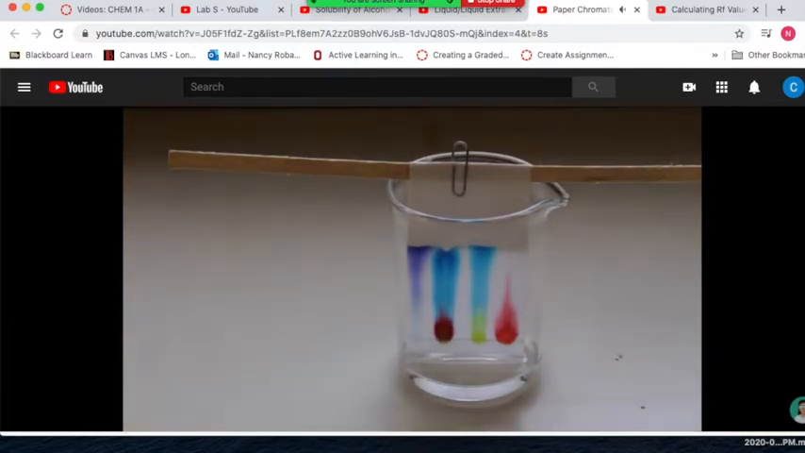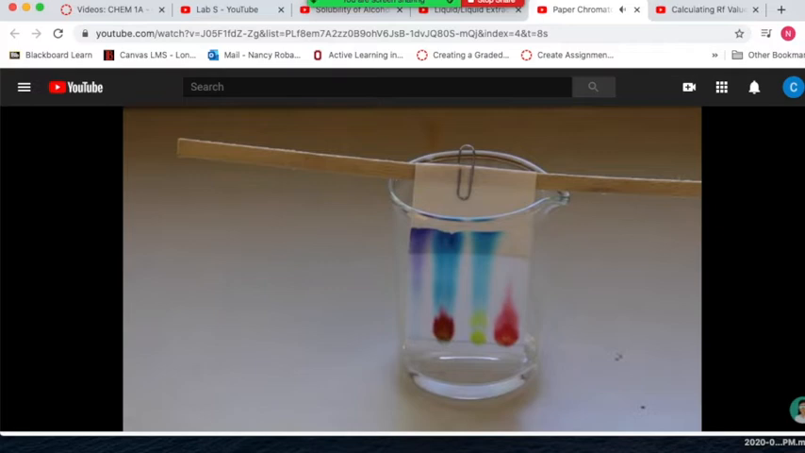Right, we've now let this run for about half an hour. As you can see, the colours have spread out according to their solubilities in the solvent. We have blue, black, green, red. You can try this with other things that are soluble like this, other inks, and you can also do thin layer chromatography.